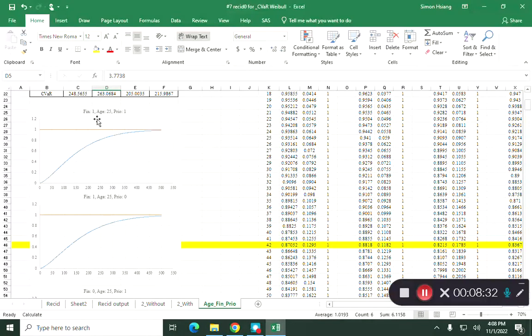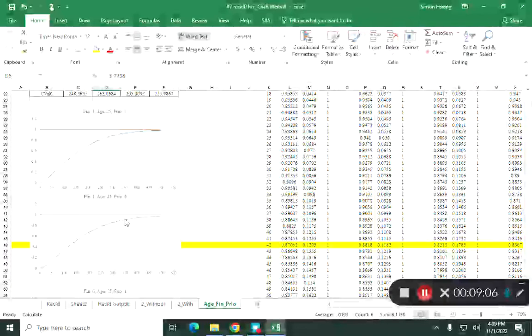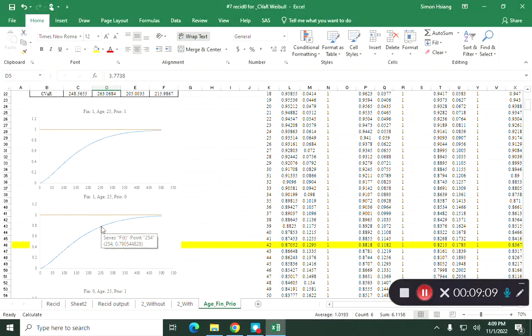Just look at these two curves. The first curve is with finance, age 25, with prior arrest record. The other curve is with finance, age 25, without prior. By looking at these two curves, do you think they reach one at the same speed or at different speeds? Which one reaches 0.5 faster? Without finance, right? It runs faster like this.